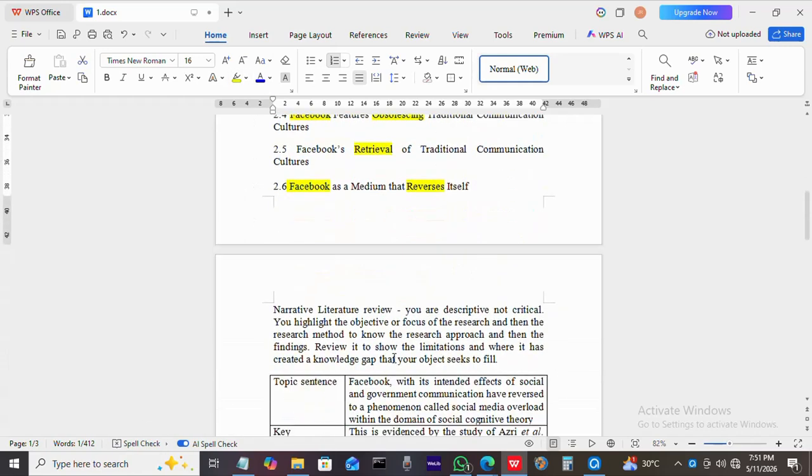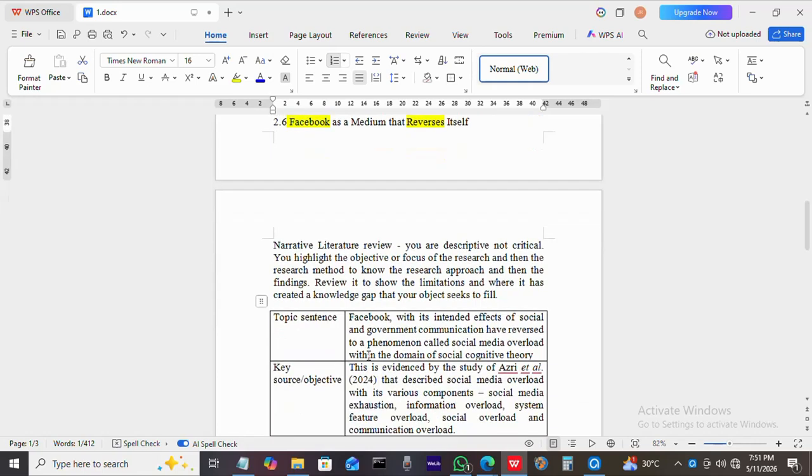Now, for undergraduate research, and to some extent masters, you're actually doing a narrative literature review. There are different types of literature review. We have the narrative literature review, we have the systematic literature review, we have the scoping review, we also have the critical review, we have a theoretical review. With the narrative literature review, you are just being descriptive, you're not being critical. You're just highlighting the objective or focus of the research.